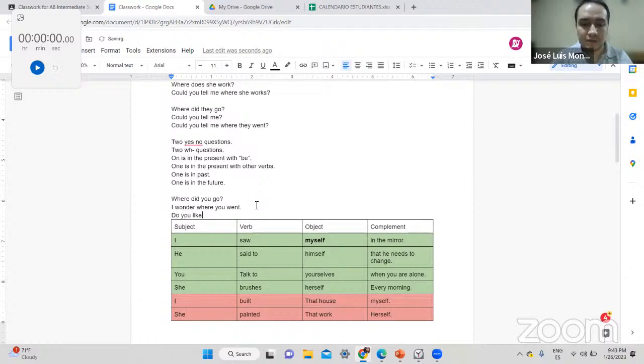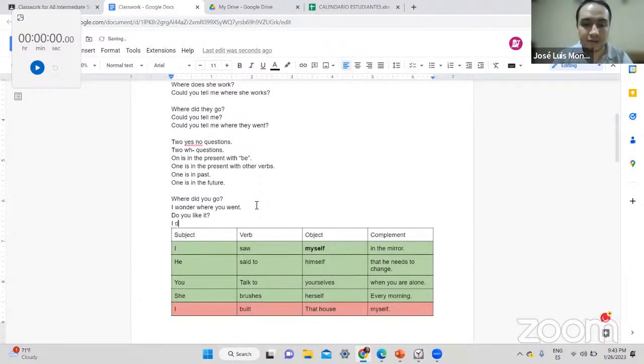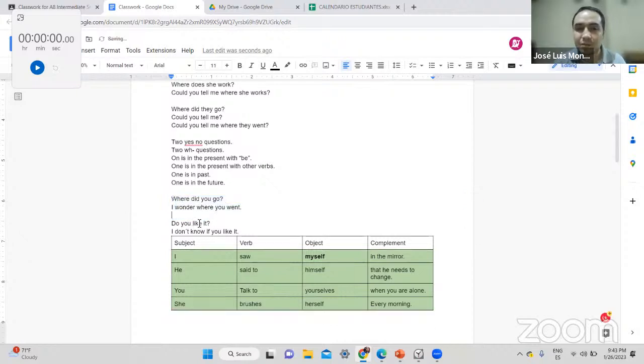Do you like it? And the embedded question would be, I don't know if you like it, right? And here we don't use do, just that one. All right, so this is what you have to do. This is one example, right? That's example number 1, and this is example number 2.